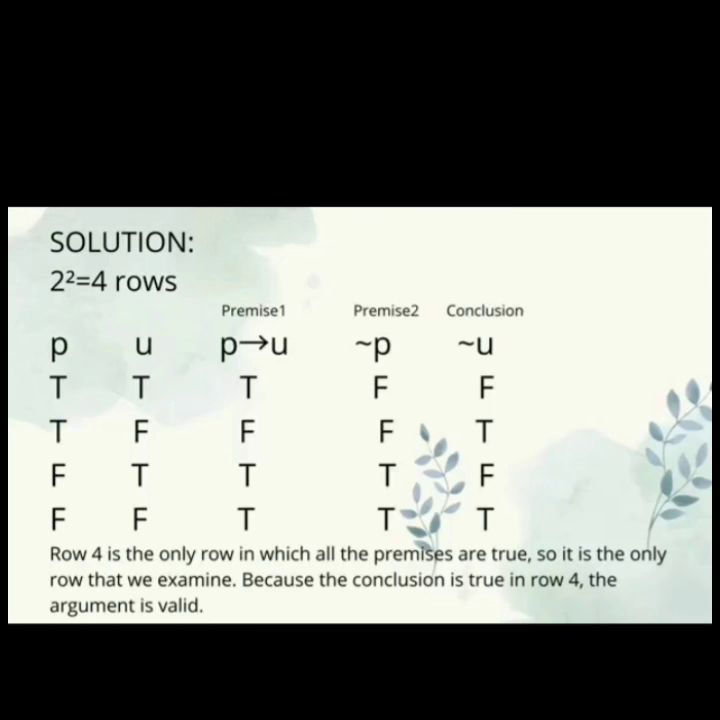So have you noticed that the first premise, second premise, and the conclusion of row 4 are true? Row 4 is the only row in which all the premises are true. So it is the only row that we examine, because the conclusion is true in row 4. The argument is valid.